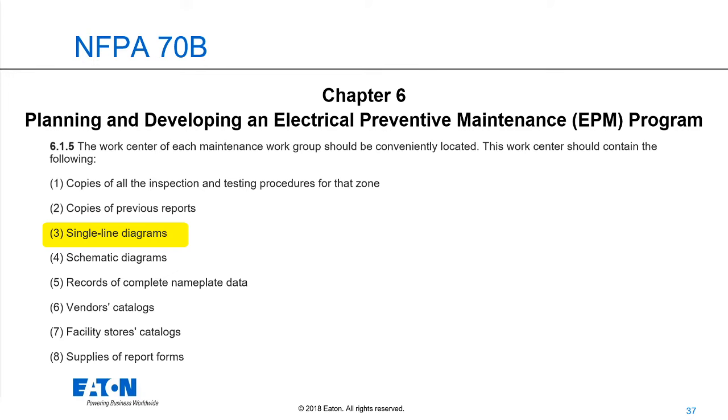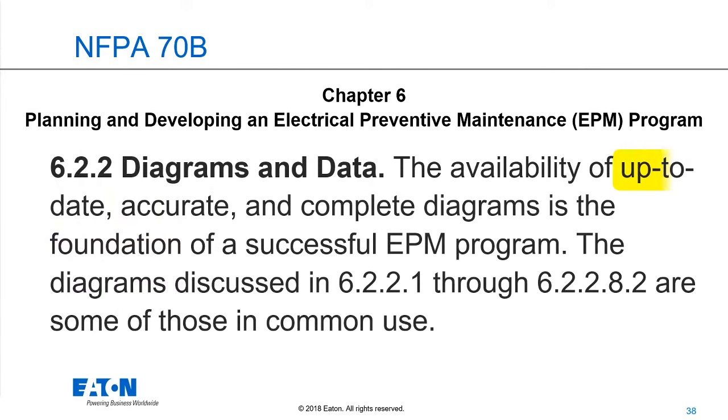I'm looking at the wrong slide, but 6.1.5 talks about single line diagrams as maintenance. I was looking at the next slide. Here's the statement I was just referring to. 6.2.2 talks about diagrams and data, telling us that the complete diagrams are really your foundation. That just really hammers home in my mind that the single line diagram, even from a maintenance perspective, you need to know what you have and where you have it.